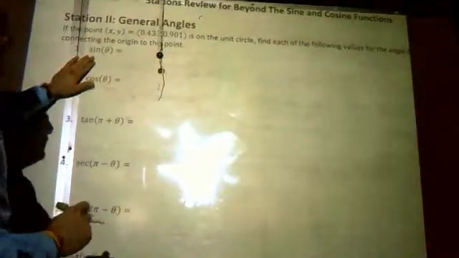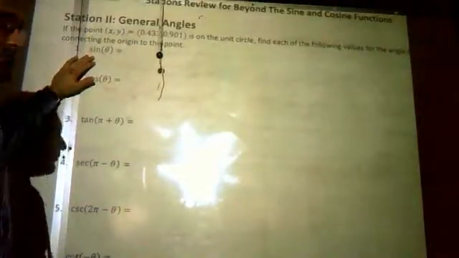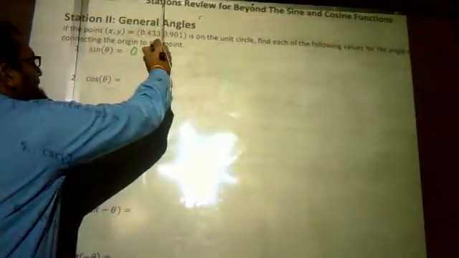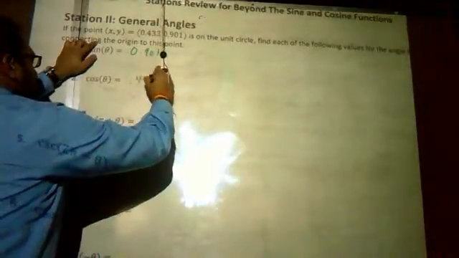Station number 2, general angles. So if the point xy is on the unit circle, find each of the following values for the angle theta formed by connecting the origin to this point. Alright, so what is our sine of theta going to equal? Well, our sine value is our what value? Our y value. So our y value is 0.901, and our x value is 0.433.